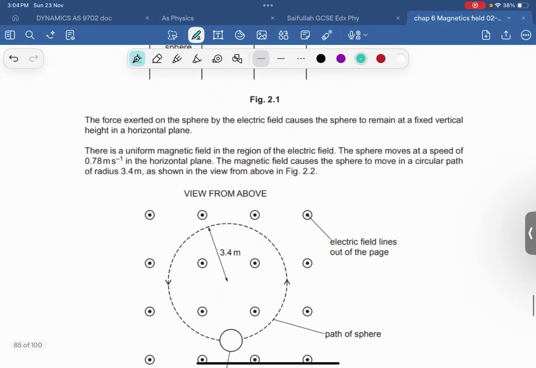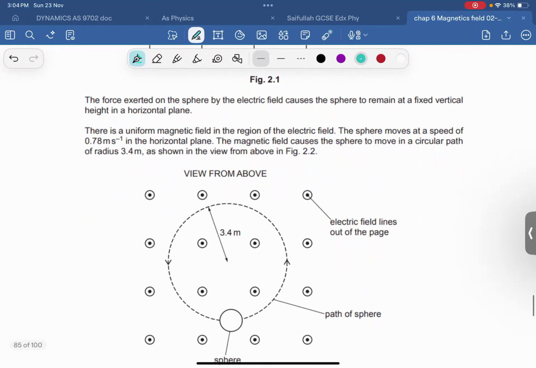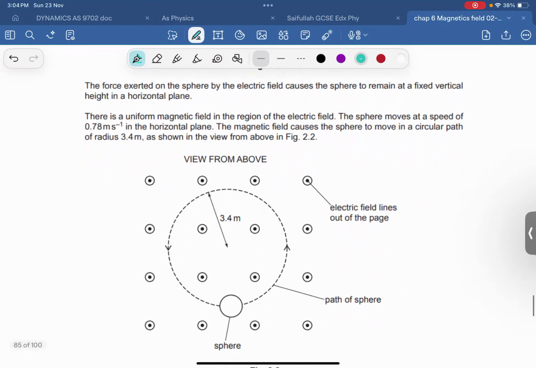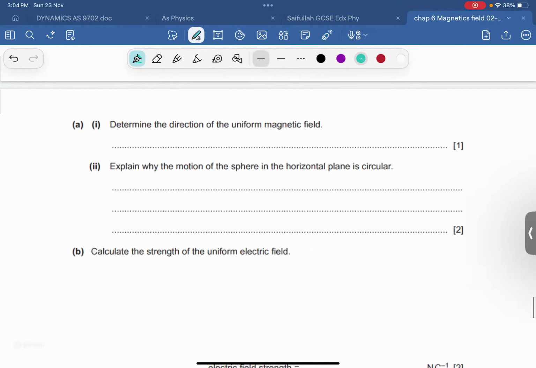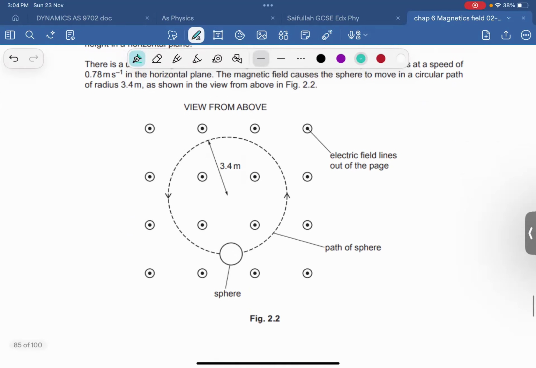There is a uniform magnetic field in the region of the electric field. The sphere moves at this speed in the horizontal plane. The magnetic field causes the sphere to move in a circular path of this radius. They are saying determine the direction of the magnetic field. So it is coming out of the plane, right?